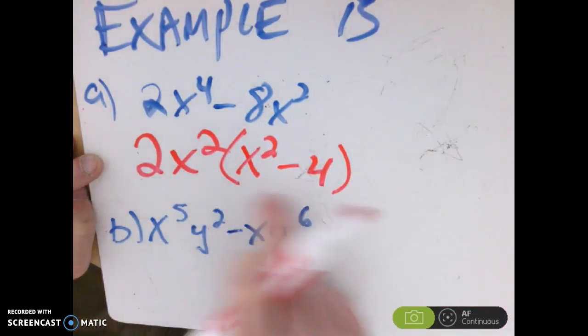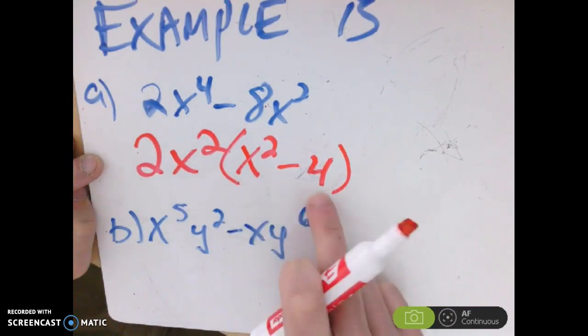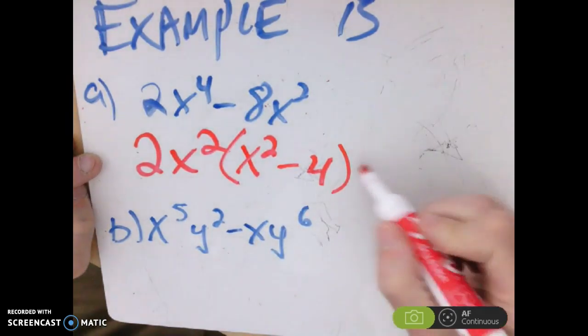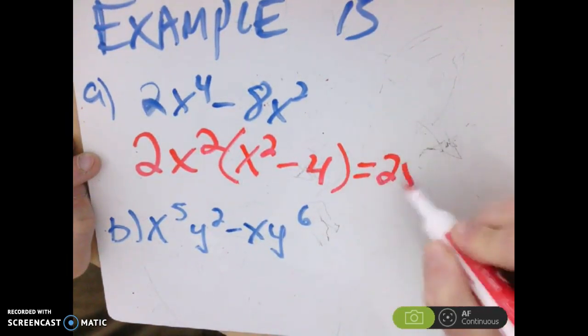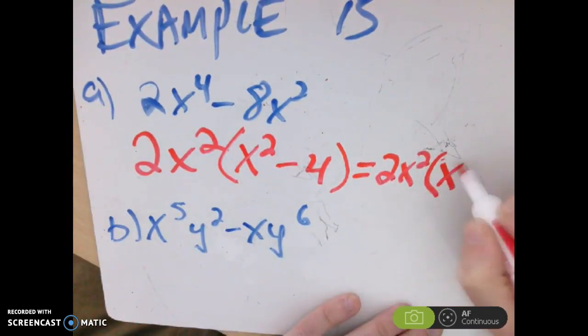So now I have this binomial right here, and what I notice is this is a square, and this is a subtraction sign. So I have the difference of two squares. I'm just going to rewrite this as 2x squared times, if you remember, the difference of two squares is x minus 2 times x plus 2.